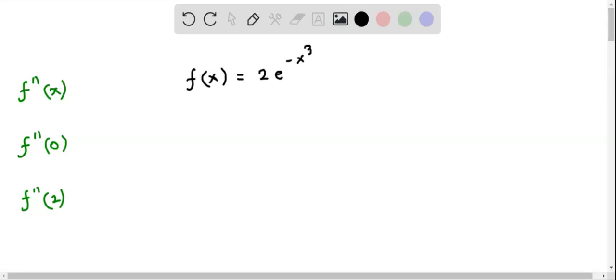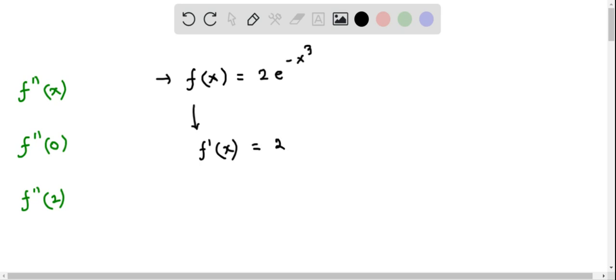Let's find the second derivative of f of x. Here we have f of x equals 2e power negative x cube. Let's find the derivative of f of x, that is f prime of x. This is basically the first derivative of f of x.